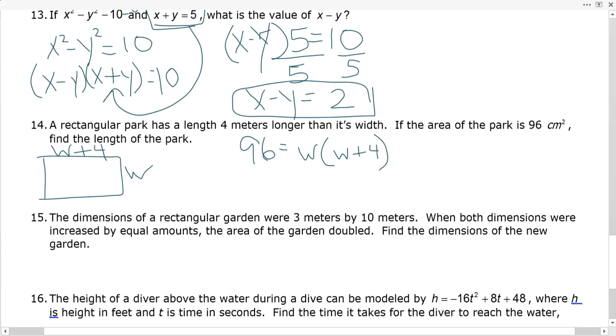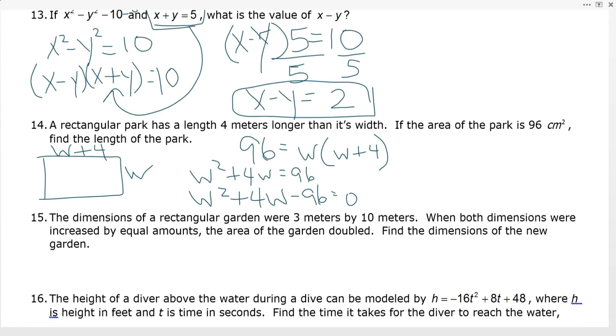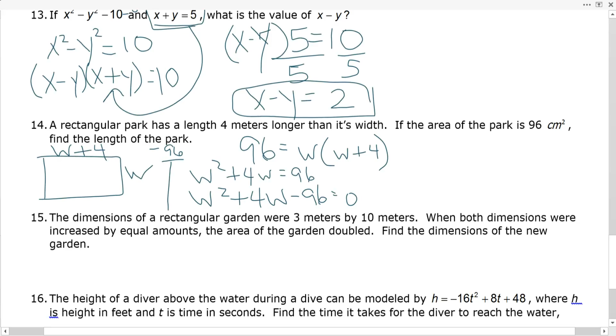I'm going to multiply that out. I'm going to flip it around. W squared plus 4W equals 96. Taking 96 away from both sides: W squared plus 4W minus 96 equals 0. I have no greatest common factor. My sum is 4, and my product is negative 96. And if I look at negative 96, I have 8 times 12. So my 12 is positive and my 8 is negative.